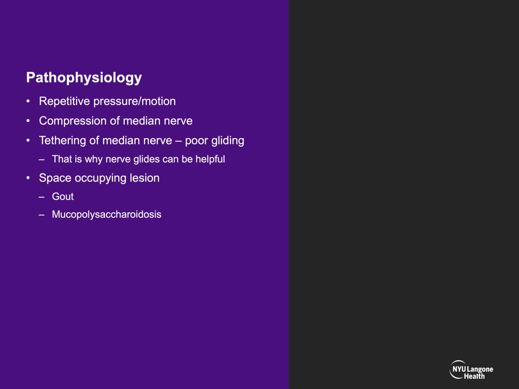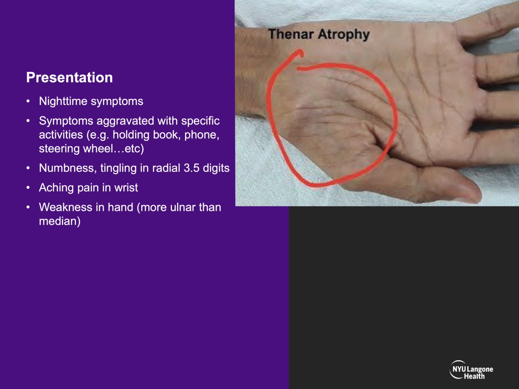Space-occupying lesions, gout, mucopolysaccharidosis, those things have to be ruled out. So, for instance, if you have a kid that has carpal tunnel syndrome, you have to think, could this be an MPS? Because that is atypical. But most of the time, these are idiopathic.